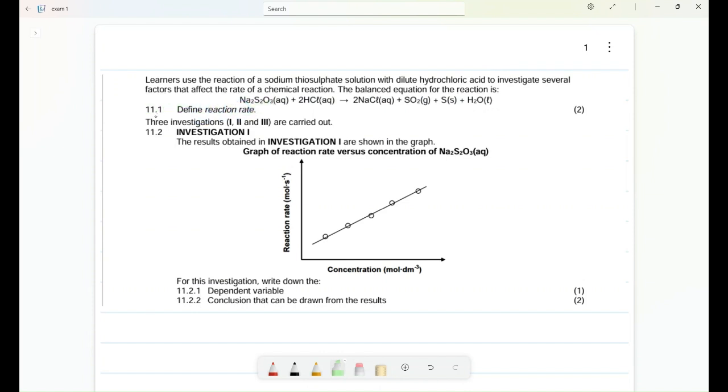1.1.1 says define reaction rate. This is true or nothing. Either you get it correct or you get zero. So how do you define this?